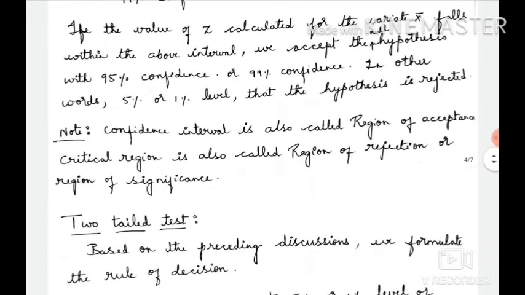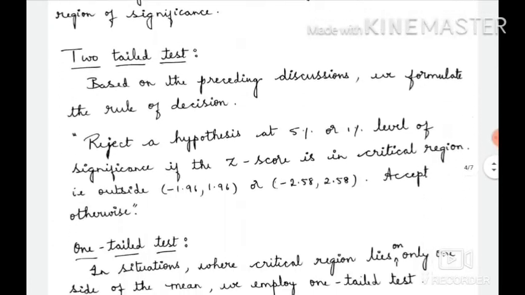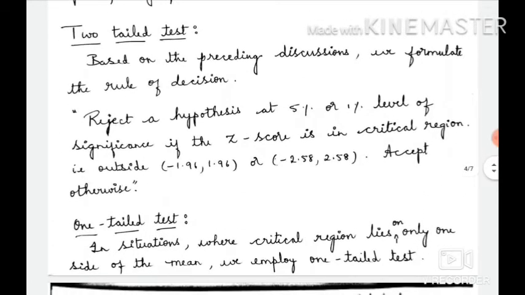We need to note that the confidence interval is also called the region of acceptance, and the critical region is also called the region of rejection or region of significance. There are two types of tests, two-tailed test and one-tailed test. A two-tailed test is used in situations when the critical region lies on both sides of the mean of the normal curve. And a one-tailed test is used in situations where the critical region lies only on one side of the mean.